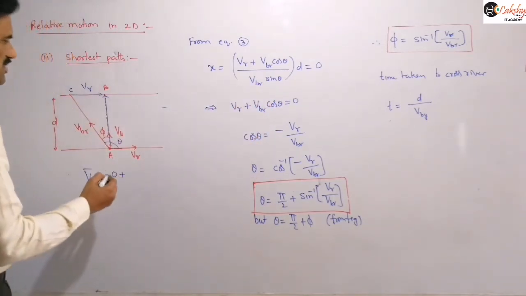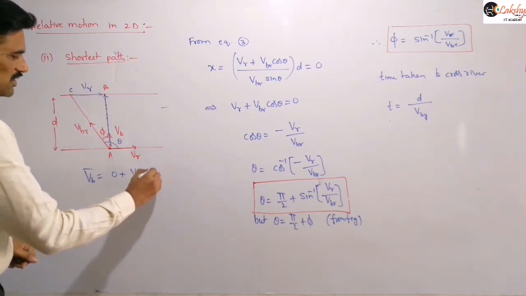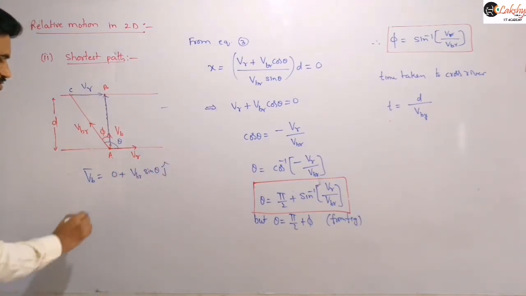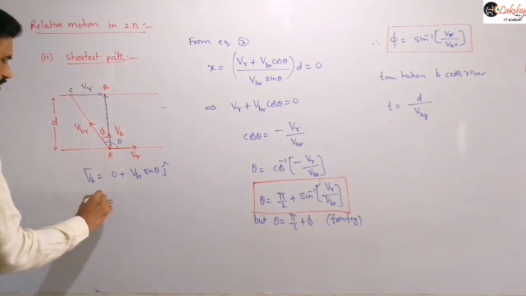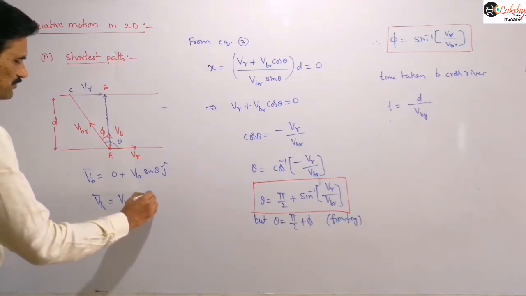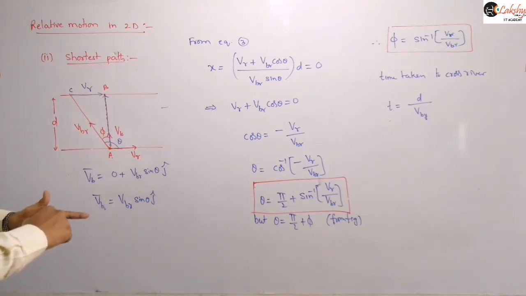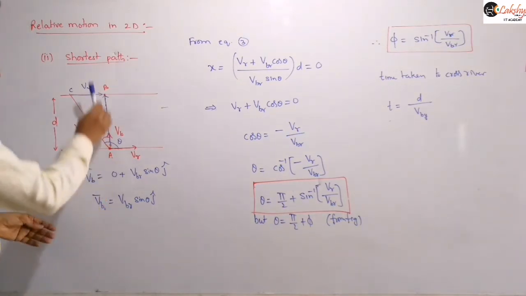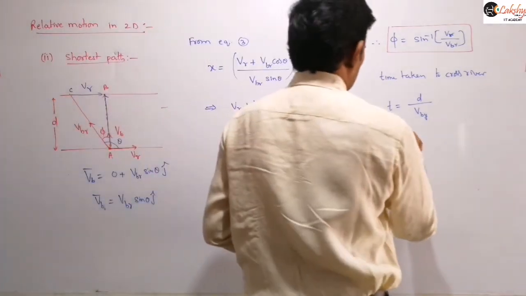That x component is 0, and the y component is only VBR sin theta. So VB is equal to VBR sin theta j cap. Only the y component of velocity is there. That is why the direction of velocity of the boat is along this direction here. Got it? That is the value we need to substitute here.